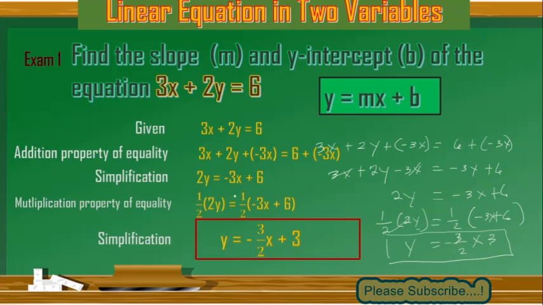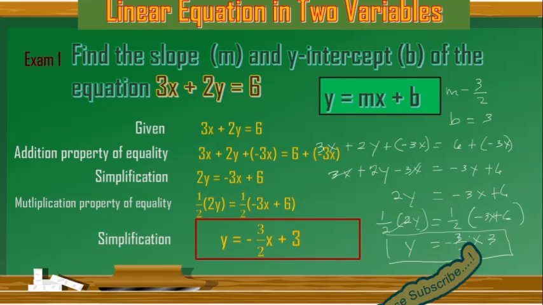Okay, so the question is asking for the slope. Our slope there is negative 3 halves, and our y-intercept is 3. Take note of our answer. The slope-intercept form of the standard form is y equals negative 3 halves x plus 3.